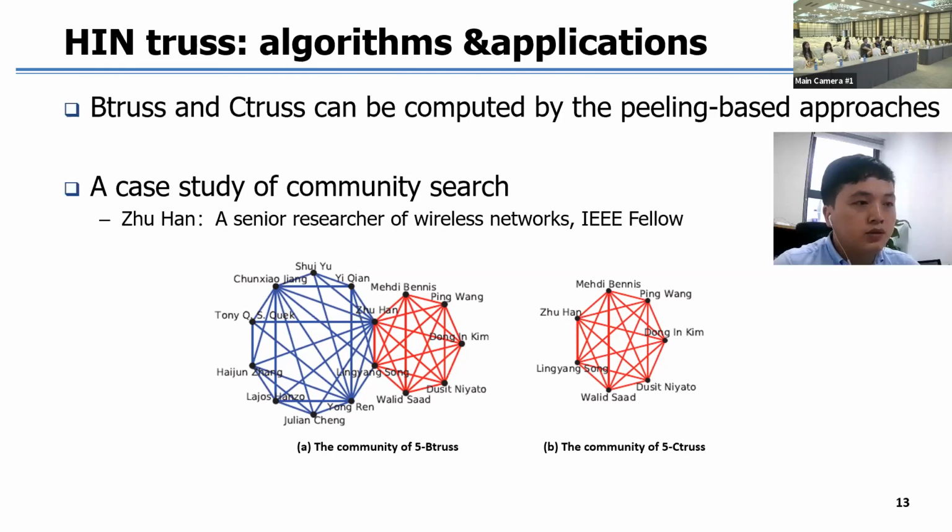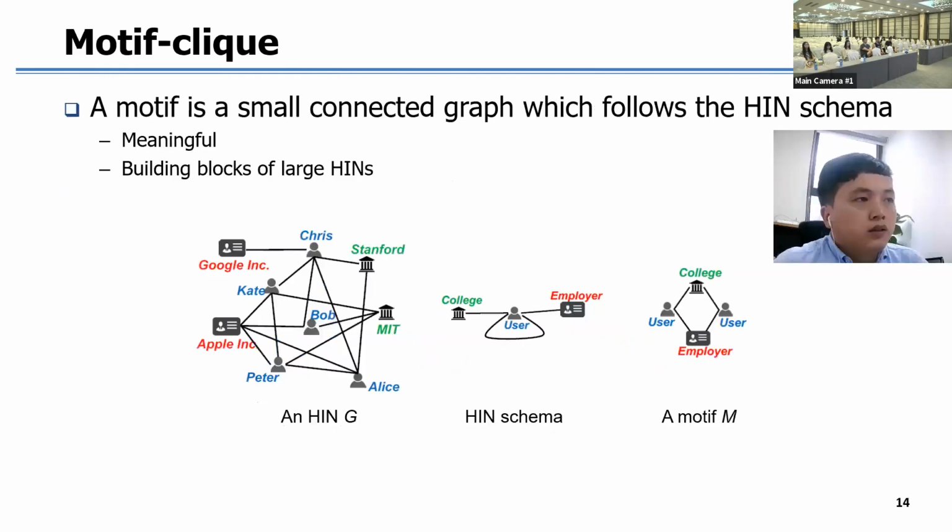Now let me introduce the third group of works, which are called clique-based models. First, let me introduce the concept of motif. Essentially, a motif is a small connected graph which follows the HIN schema. The motif itself is often meaningful and serves as the building block of large HINs.